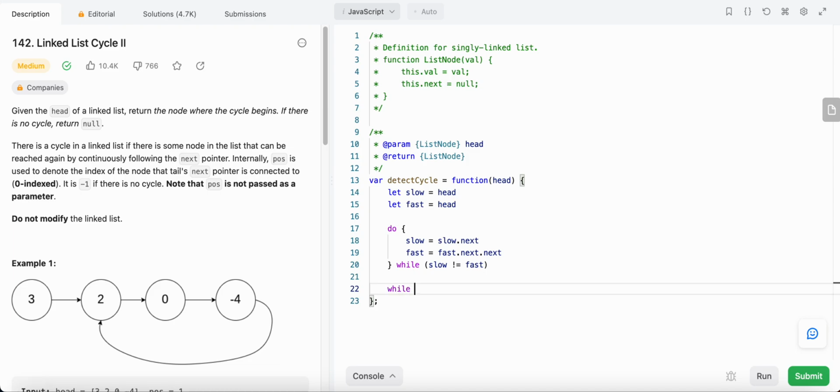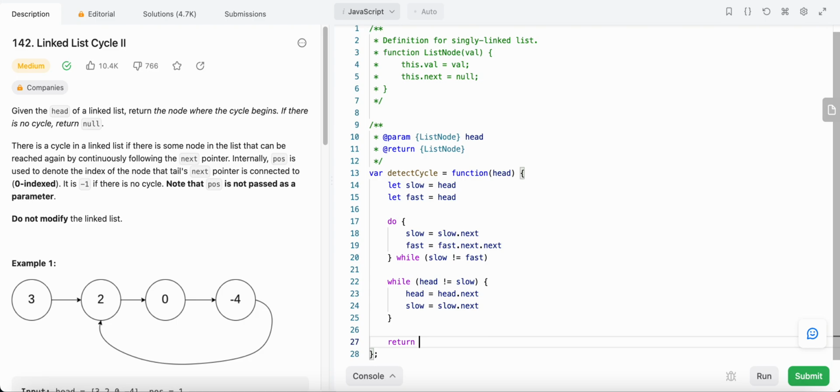All right, and in the next while loop we are going to find the point where the slow meets the head, right? So while head is not equal to slow, we are going to move one step for both head and the slow pointer. Okay, and finally we are going to return slow, or we could return head as well, because both of them are pointing at the same point.